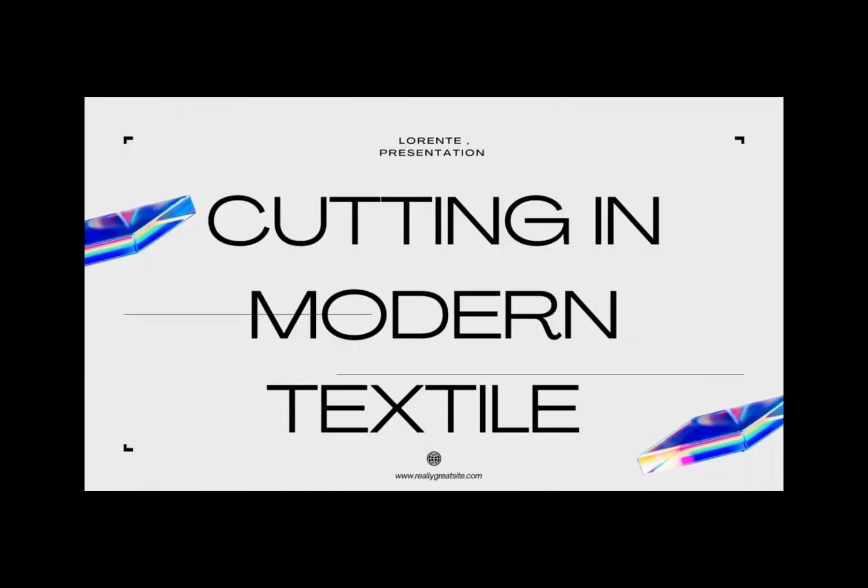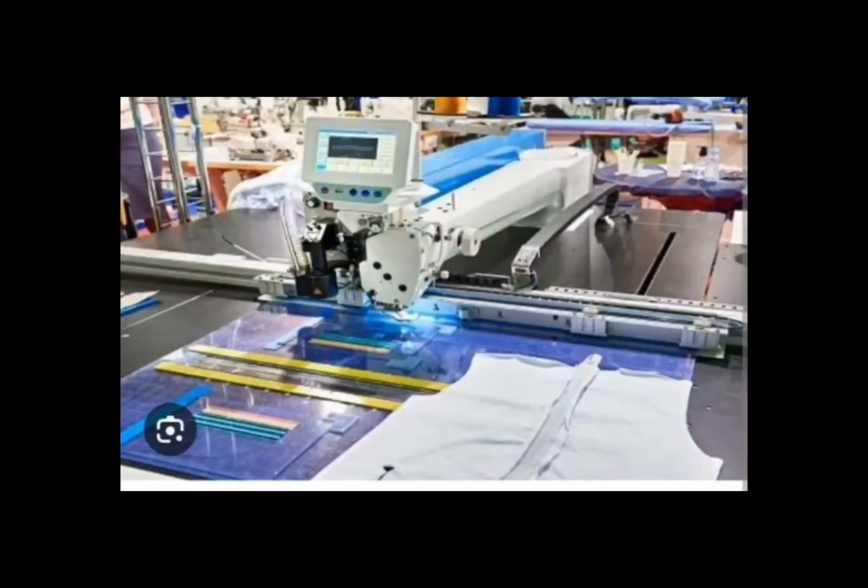Good day, ma'am. My name is Edmar Lorente, and today we're going to talk about cutting in modern textiles. First, let's define what cutting is. Cutting is one of the most important steps in making clothes and other textile products. Before sewing begins, large rolls of fabric must be cut into the correct shapes and sizes. Modern technology has changed how cutting is done in the textile industry.